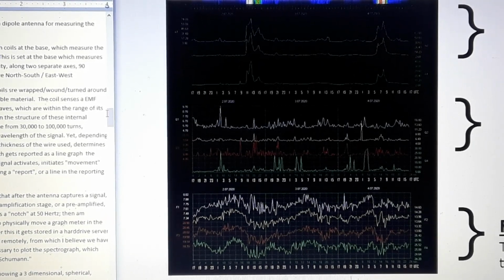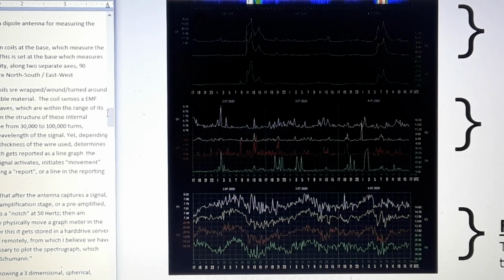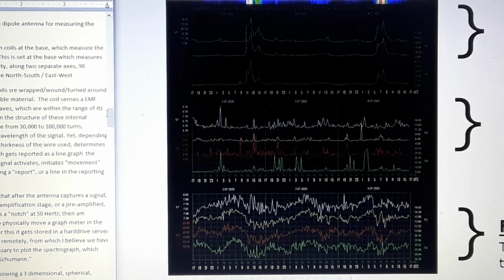The signal activates or initiates movement along the coil, and it produces an electric response at the end, and then the report is generated from the lines going up and down.